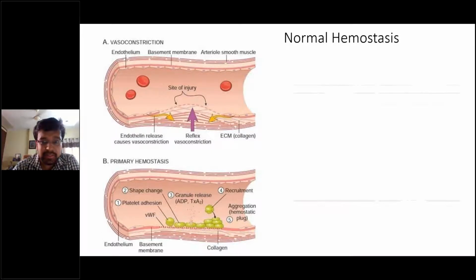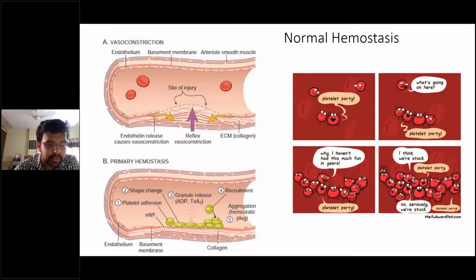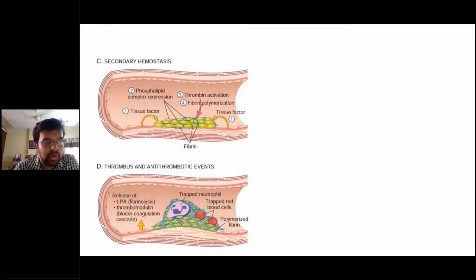So basically, the platelets adhere to each other. They change their shapes, release procoagulant granules like ADP and TXA2. They recruit each other and basically aggregate to form something known as the primary platelet plug. Now, this primary platelet plug is a weak plug, and therefore we need the next step, something called as the secondary hemostasis, to make it further stronger.